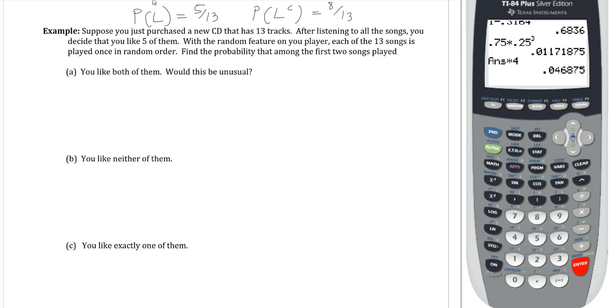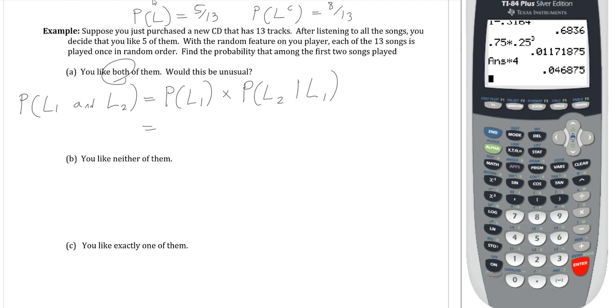Okay. With the random feature on your player, each of the 13 songs is played once in random order. Find the probability that among the first 2 songs played, you like both of them. Would this be unusual? Okay, well again, we see the word both. That's going to be a multiplication rule, because that means the first one you like and the second one you like. The probability that you like the first one and you like the second one. Well, that'll be the probability that you like the first one, and we'll use a general rule and see if it matters, times the probability of liking the second one, given that you like the first.